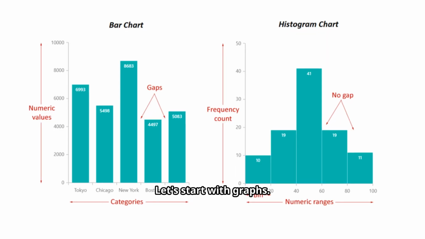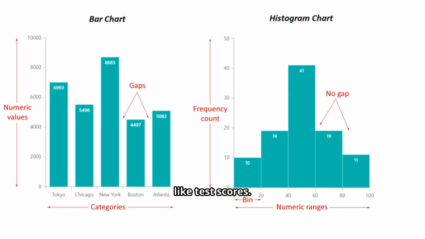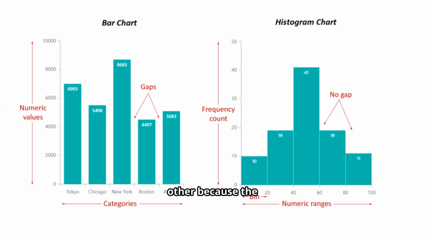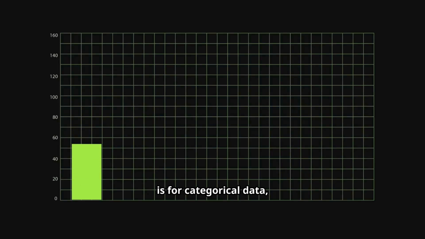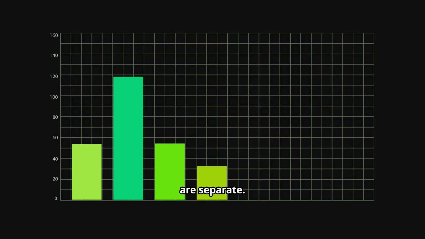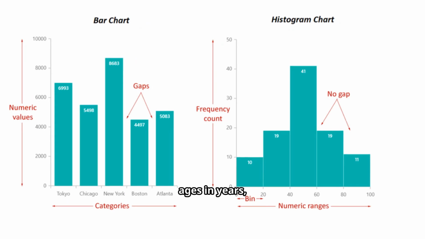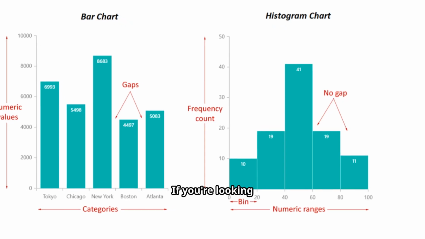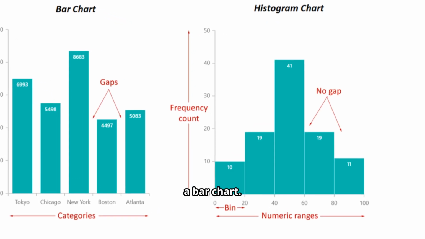Let's start with graphs. A histogram is used for continuous data, like test scores. The bars touch each other because the values are on a continuous scale. A bar chart, on the other hand, is for categorical data like favorite ice cream flavors. The bars don't touch because categories are separate. Think of it this way. If you're looking at people's ages in years, that's a histogram. If you're looking at their majors, psychology, business, or biology, that's a bar chart.